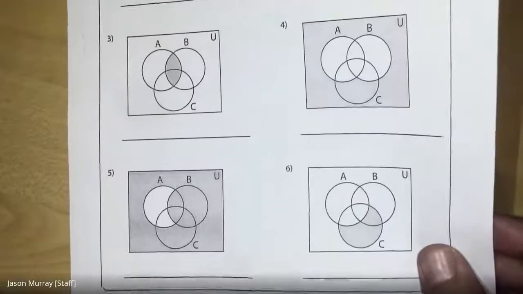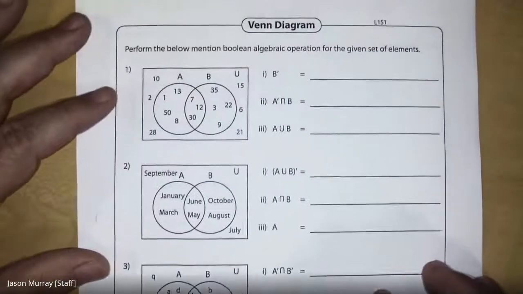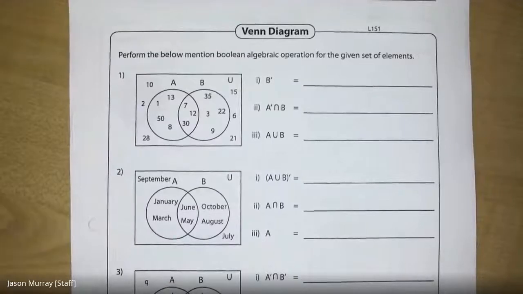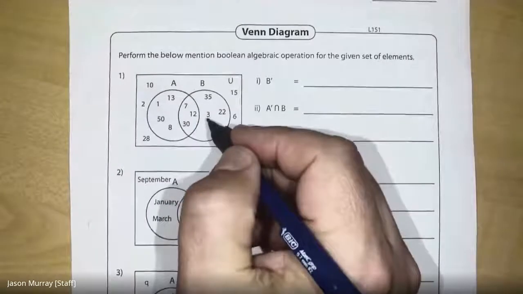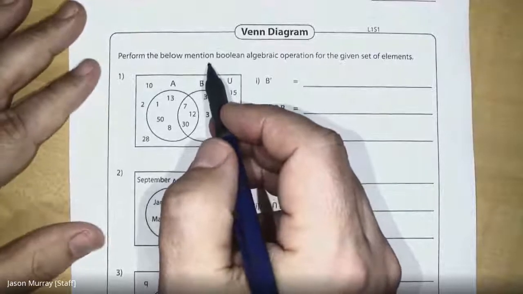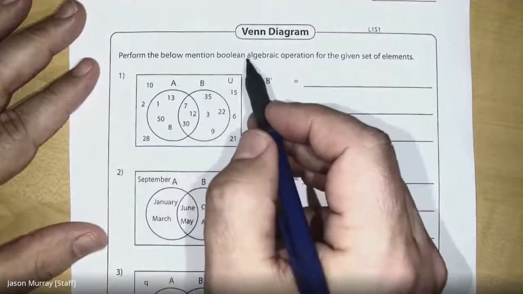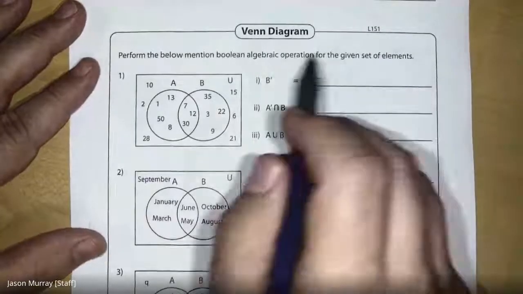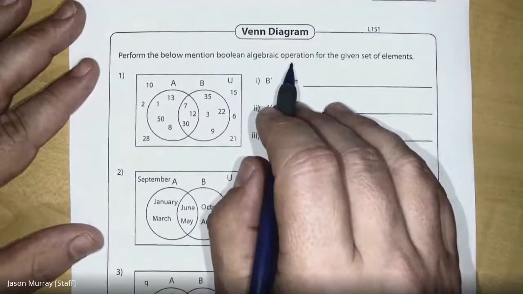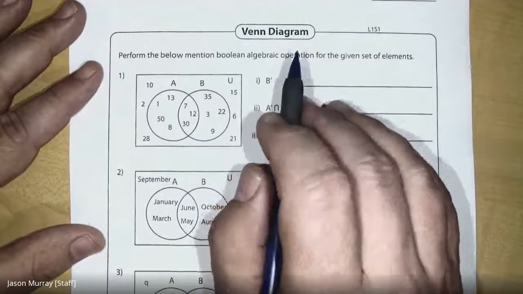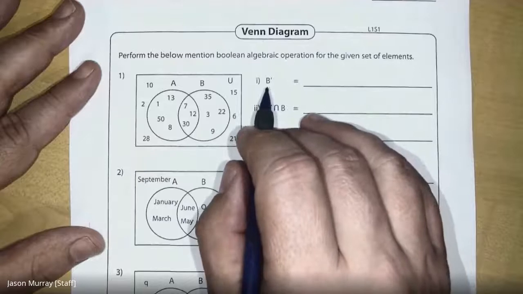Okay, we're going to do one more example. There's still 2 and 3 sets, but we're going to do this one. Starting with number 1, it says to perform the below mentioned Boolean algebraic operation for the given set of elements. A Boolean algebraic operation means tell me what the set looks like that represents B complement.